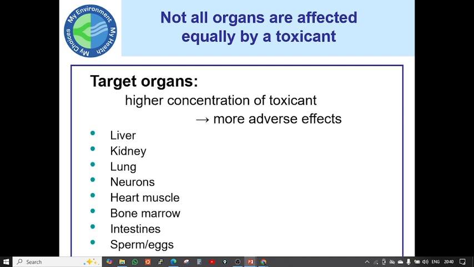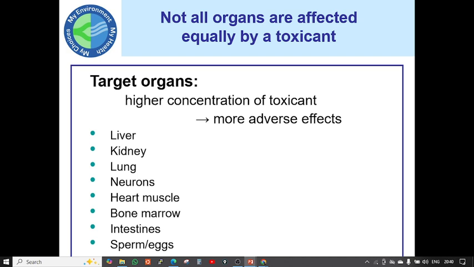Second is the kidney. The kidney is the organ which purifies your blood, so toxic substances are also filtered by the kidney. So the kidney is the second target organ. Third is the lungs. The lungs are directly affected through inhalation.